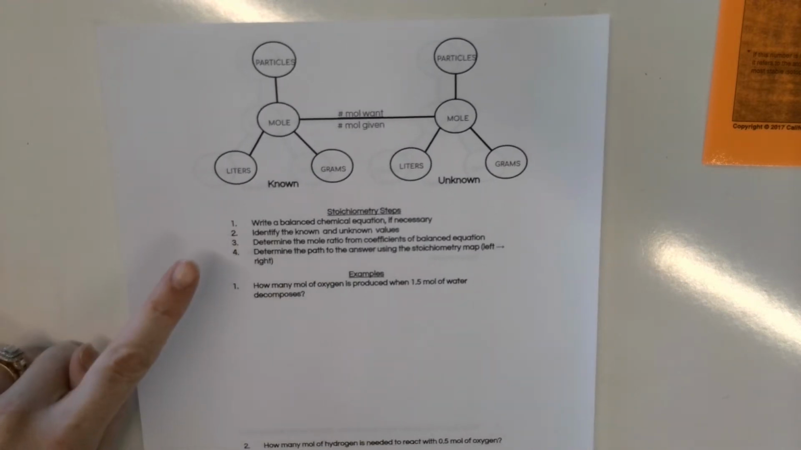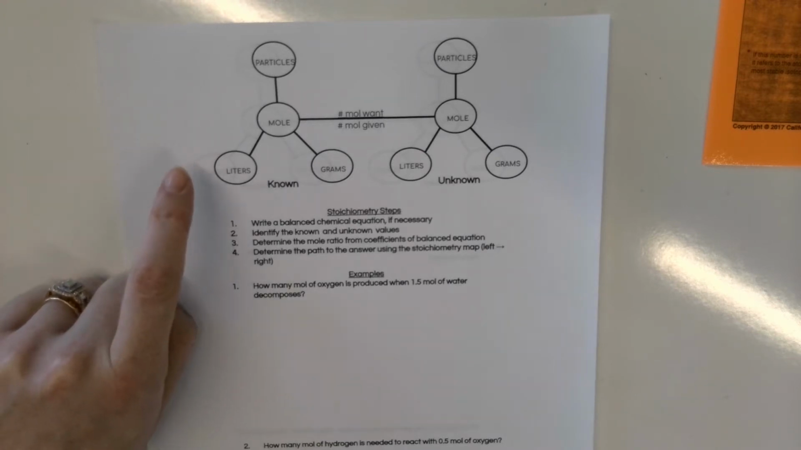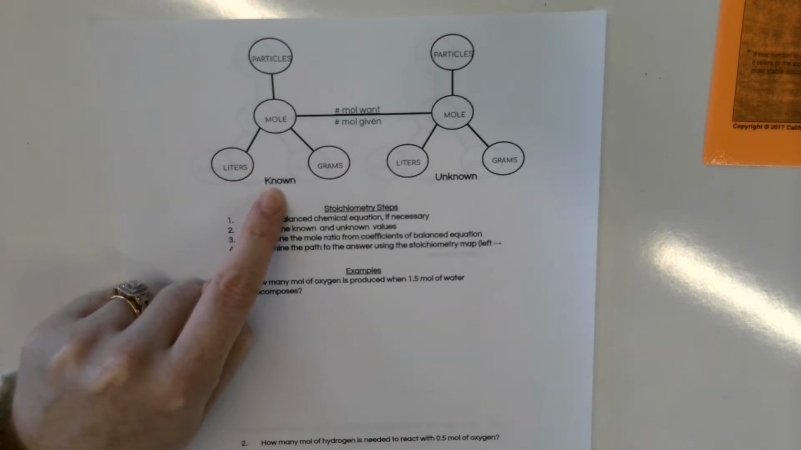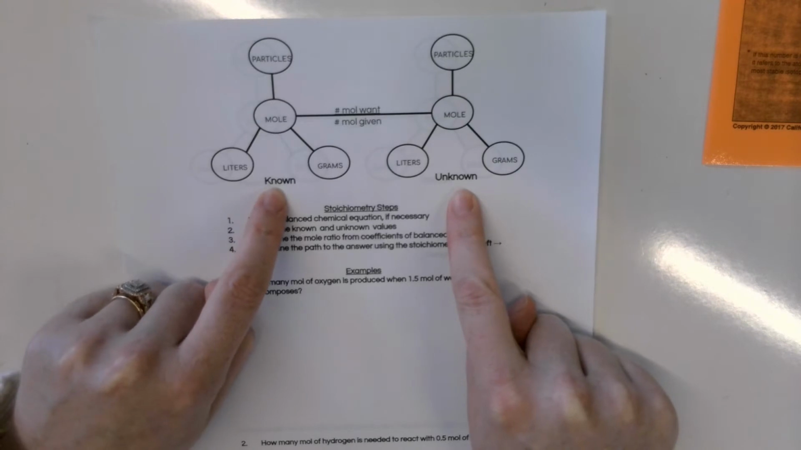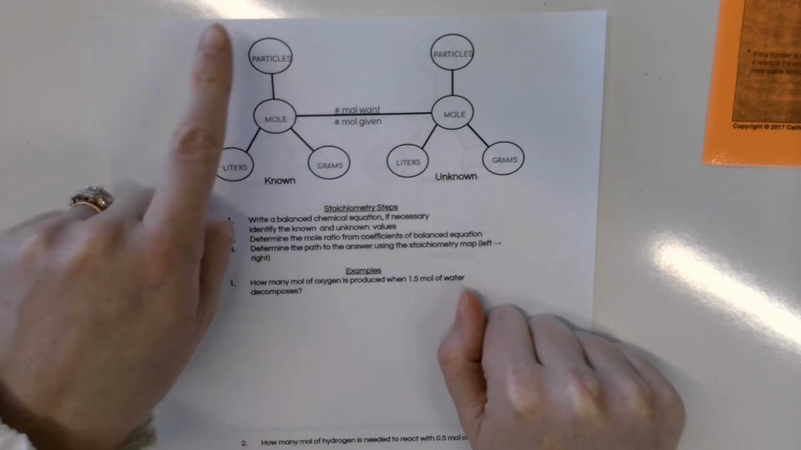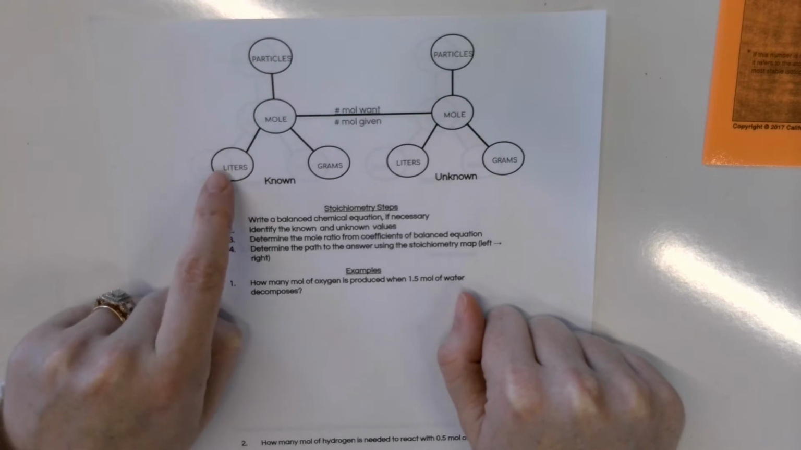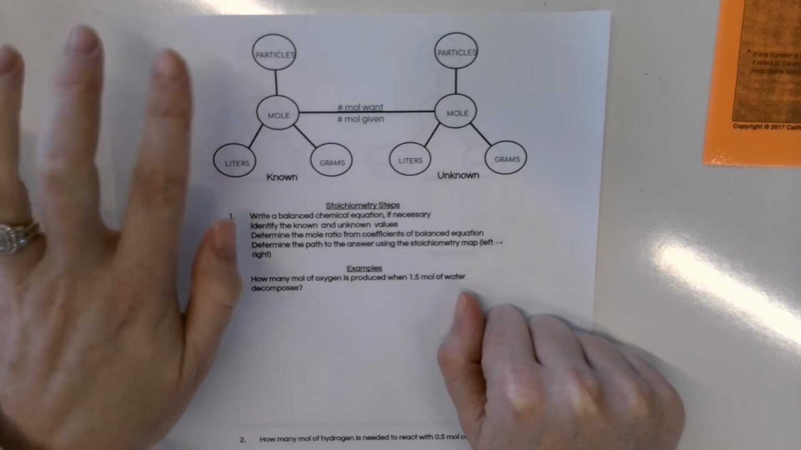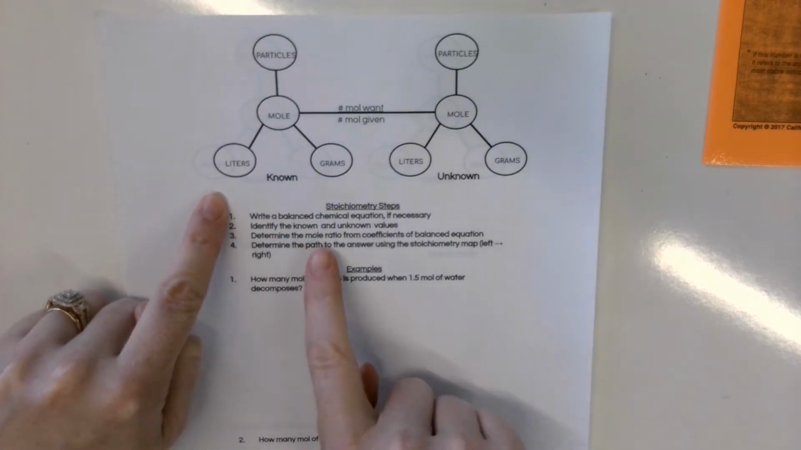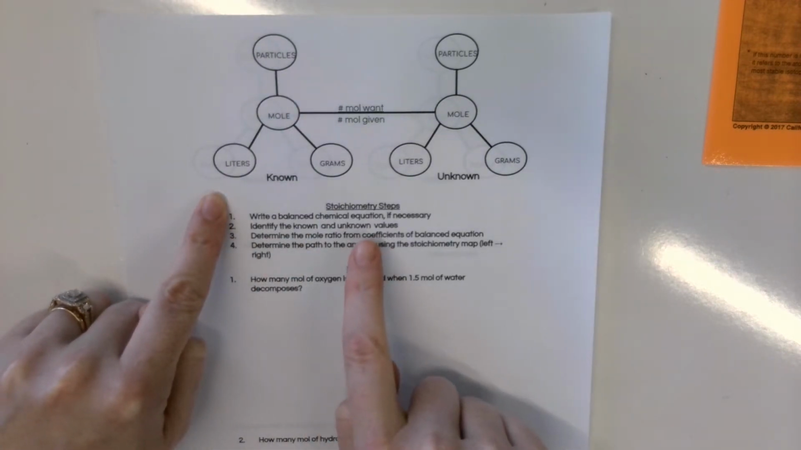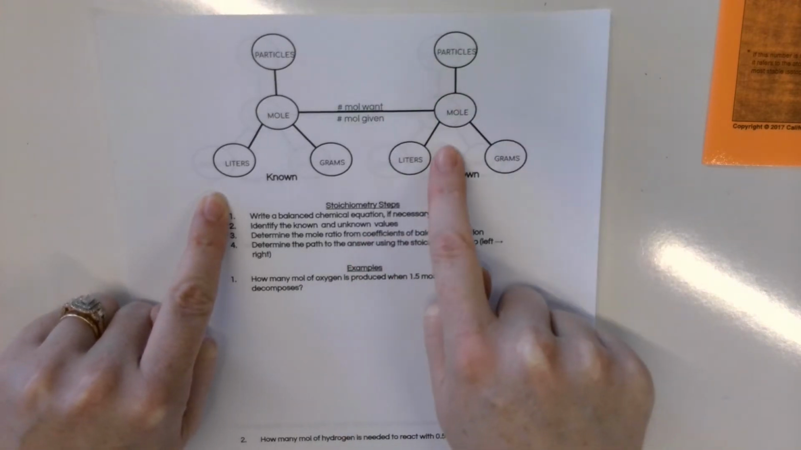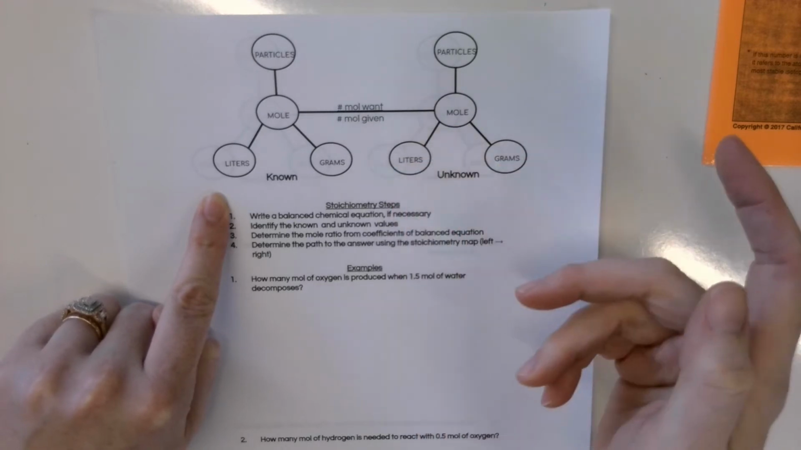Step number 2 is identify your known and unknown values. And more specifically, where are you on this map? So you're going to see that the left side is your known, the right side is your unknown. So when we read the problems, we're going to figure out where on this side am I? Am I starting out at liters, grams, mole, or particles? So we're going to determine where we are. And then for our unknown, that is what our problem is asking us to find. And we're going to see which part of this side we are on.